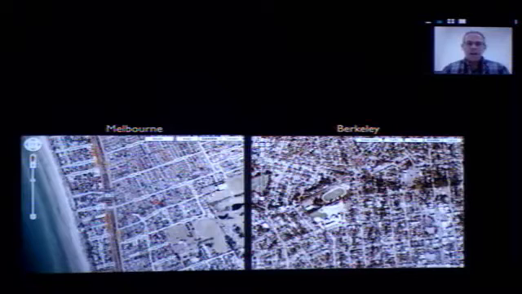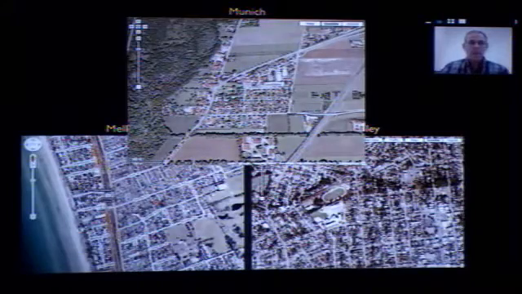When I was in Berkeley, this is where I lived, somewhere down here on Josephine Street off Shattuck. Except for the beach, it's kind of a similar environment. When I lived in Munich, here's where I lived, down here. It's a very different environment. So this could be one definition of environment.